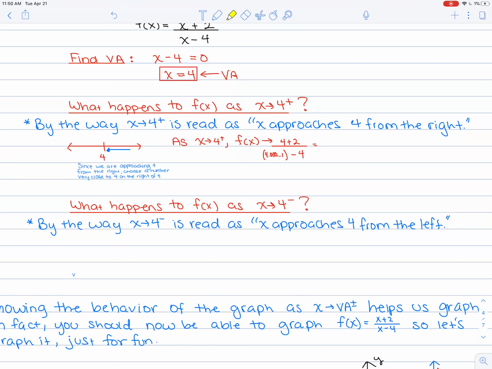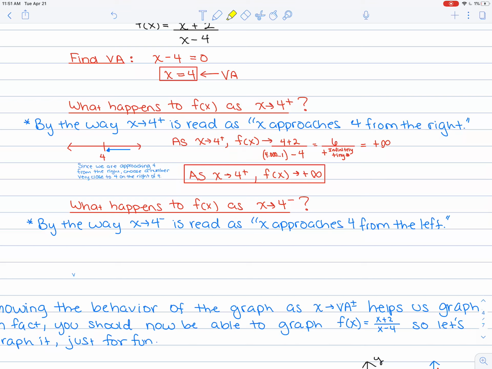Okay, so what happens when you subtract 4.0001 minus 4? We get an infinitesimally tiny little positive number. And I said this before, any number over a tiny, infinitesimally tiny number is equal to what? Positive infinity. So that means that as x approaches 4 from the right, our function is getting closer and closer to positive infinity, and this is going to help us graph.